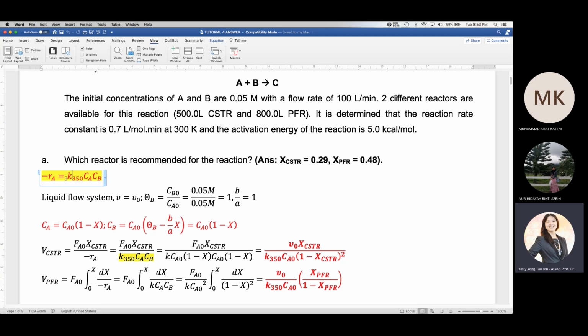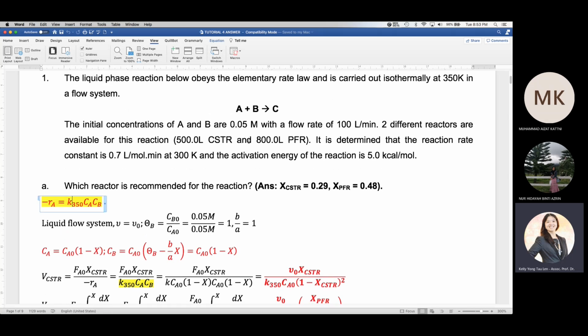K tu mesti ada. Then kamu tengok you choose all the reactant concentration. Dalam kes ni kita ada reactant A, reactant B. So concentration A, CA, CB, order reaction tu follows the stoichiometric coefficient. So in this case is 1 for A, 1 for B, meaning first order with respect to A, first order with respect to B. So minus RA is KCA, CB.